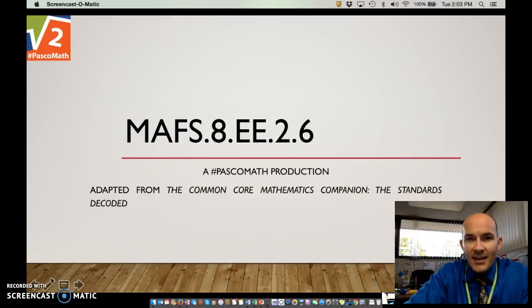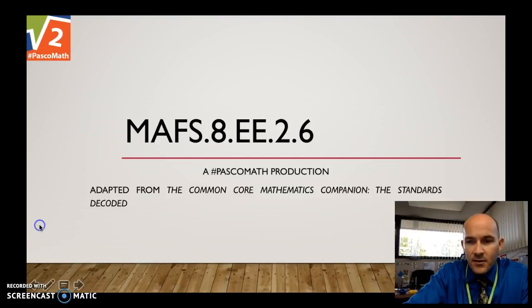Today we're going to look at 8.EE.2.6, unpack the standard a little bit, and look at what you could be doing in the classroom, as well as what students should be doing to show mastery of the standard, and anticipate some misconceptions and talk about how we can address those and use them for learning. So let's go ahead and get started.